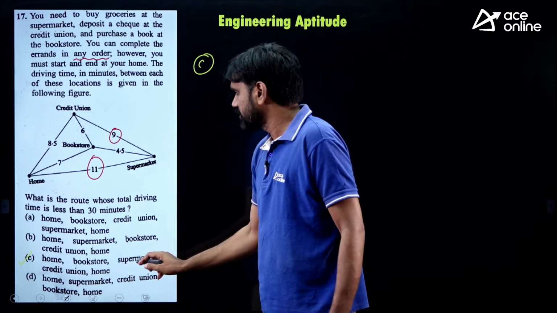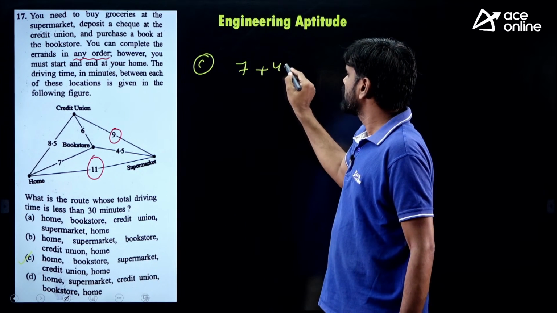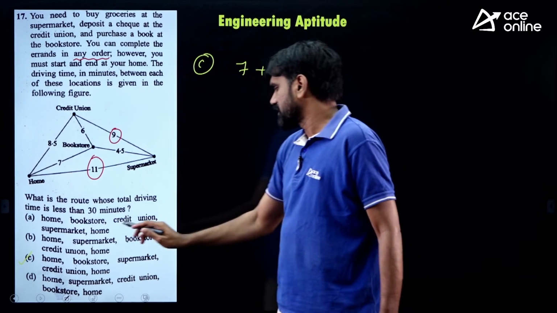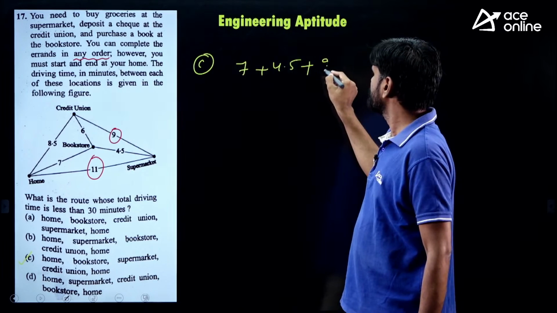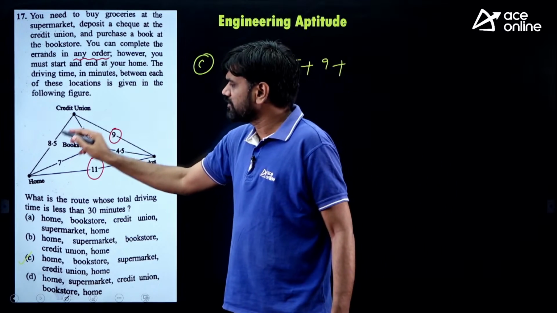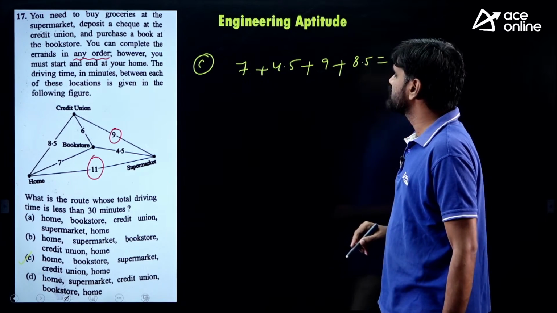Again from bookstore you are going to supermarket. From bookstore to supermarket it will take how many minutes? 4.5 minutes. Again from supermarket you are going to credit union, it will take 9 minutes over there. From credit union you can go to home, which will take 8.5 minutes. Put together it is giving you how much?